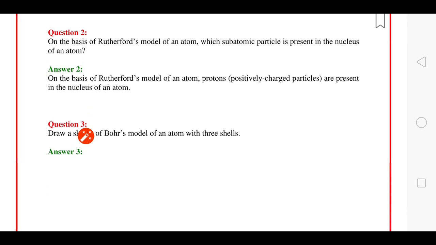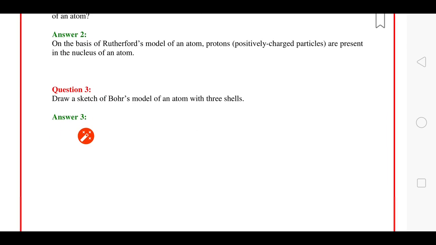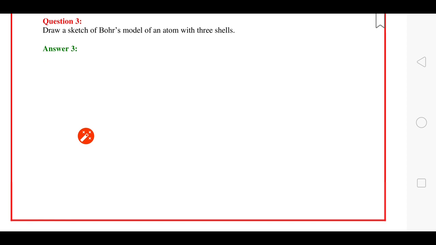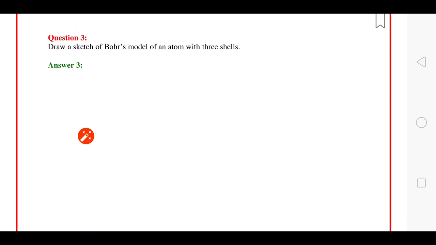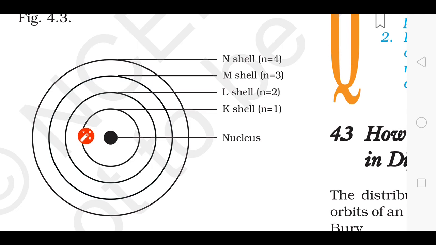Okay. Second question is, on the basis of Rutherford's model of an atom, which subatomic particle is present in the nucleus of an atom? The answer is, on the basis of Rutherford's model of an atom, protons are present in the nucleus of an atom. Next question is, draw a sketch of Bohr's model of an atom. This is the structure of Bohr's atomic model. This is nucleus in the center, and these all spheres are shells.